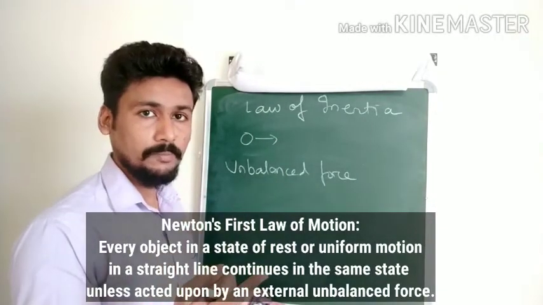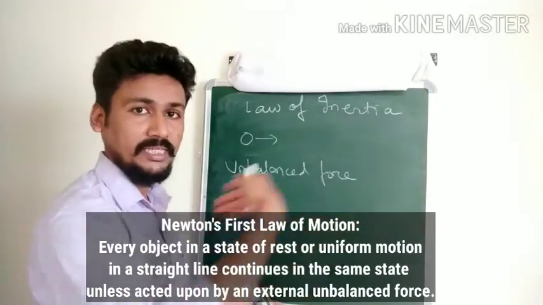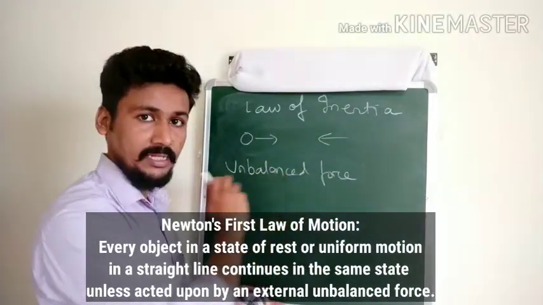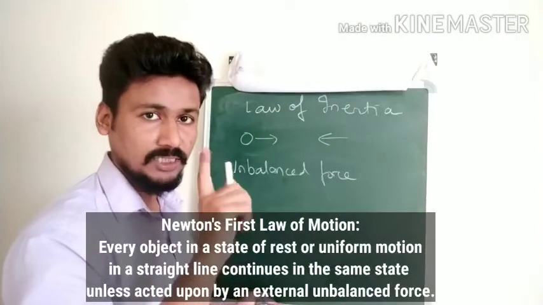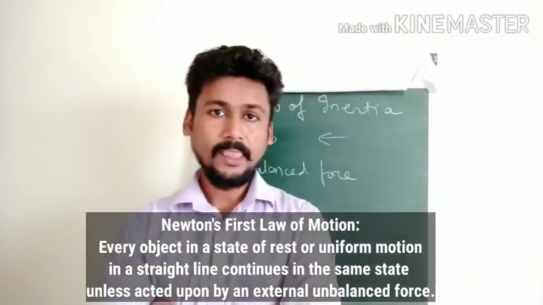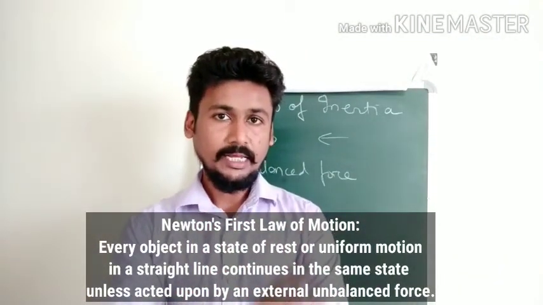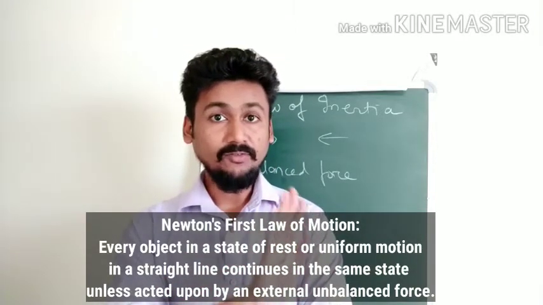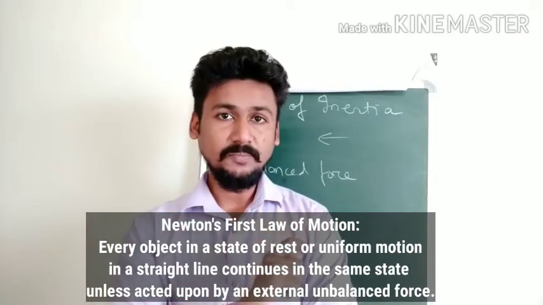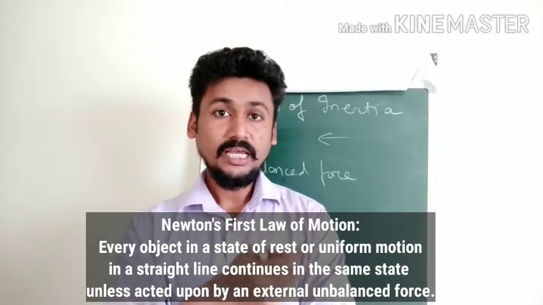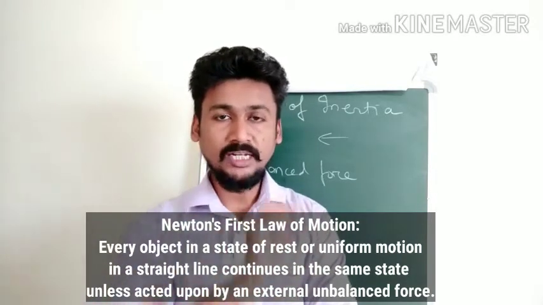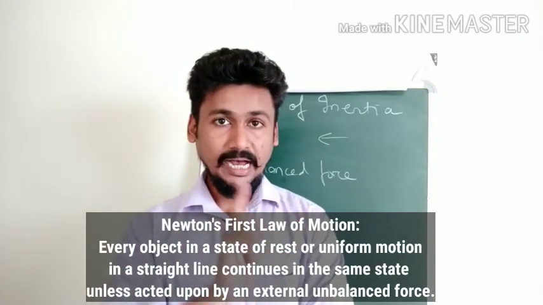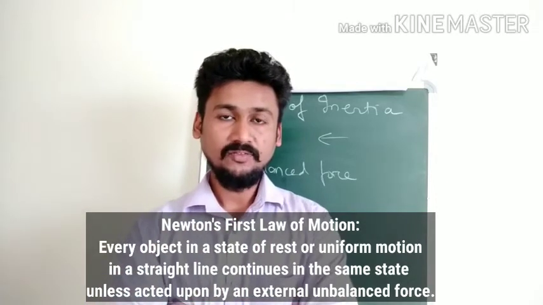What do you do to stop the ball? Somebody applies a force from the other side, correct? To stop the ball, we have to apply again an unbalanced force. This is Newton's first law of motion. Is the idea understood? So once again, if an object is at rest, it will always remain at rest until an unbalanced force is applied. Next part, if an object is in uniform motion in a straight line, it will always be in uniform motion in a straight line unless there is an external unbalanced force.